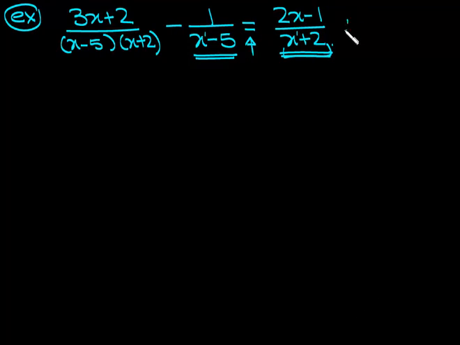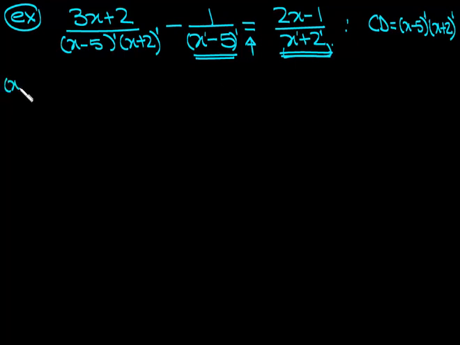What's my common denominator? To find the common denominator, you take each of your factors in the denominator to the highest power. So let's start with x minus 5. What's the highest power of x minus 5? Out here it's 1. Out here it's 1. So the highest power is 1. Then I can take my next factor, x plus 2. What's the highest power of x plus 2? 1, 1. So that's all we have. So that's my common denominator.